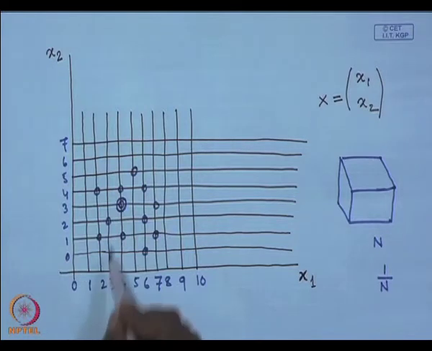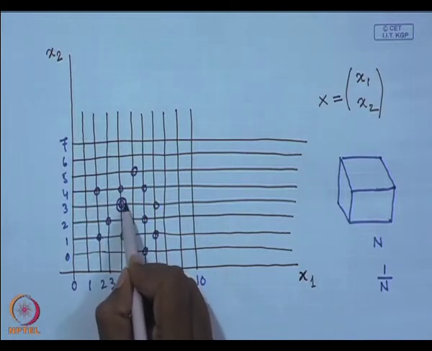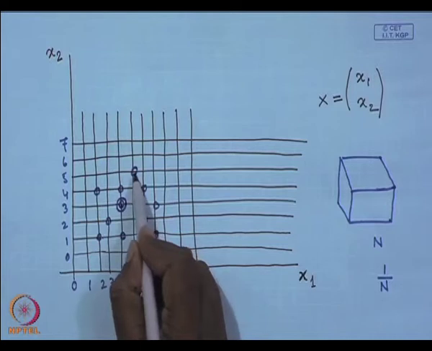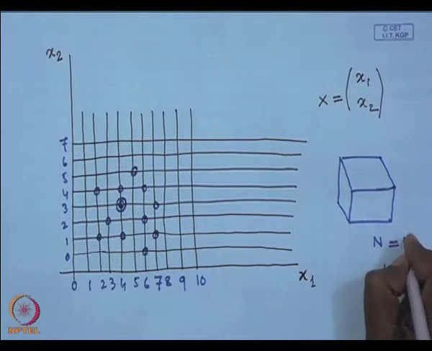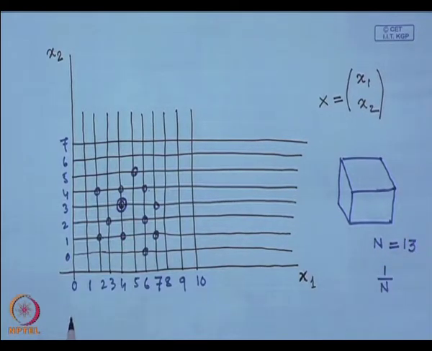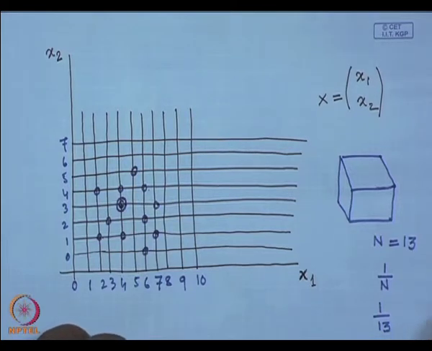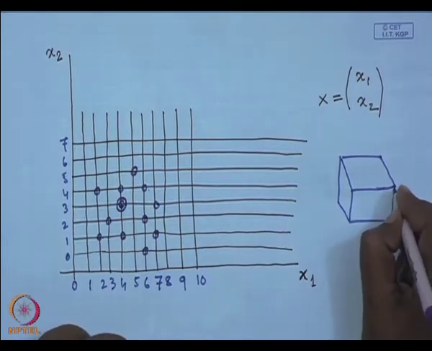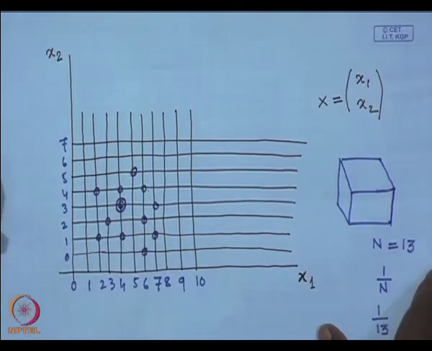So, now here you see that I have got 1, 2, 3, 4, 5, 6, 7, because here there are two samples, 7, 8, 9, 10, 11, 12, 13. So, there are total 13 samples. So, I have N equal to 13, and as I have 13 samples, volume of every box will be 1 upon 13. So, from this volume, I have to find out the height of this box or height of the rectangular window function.